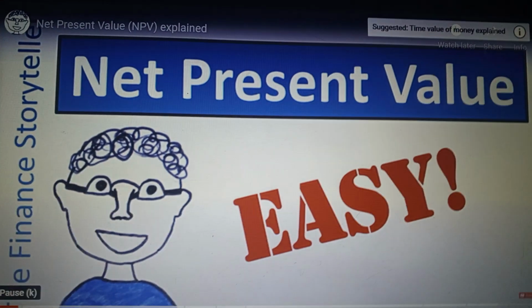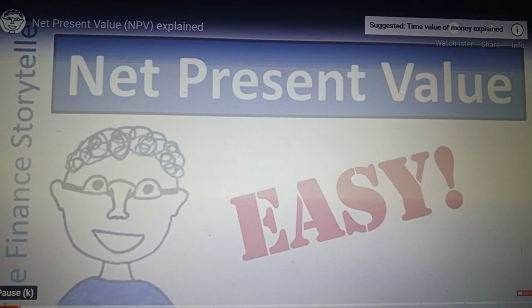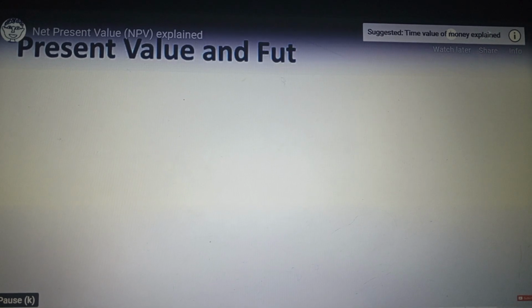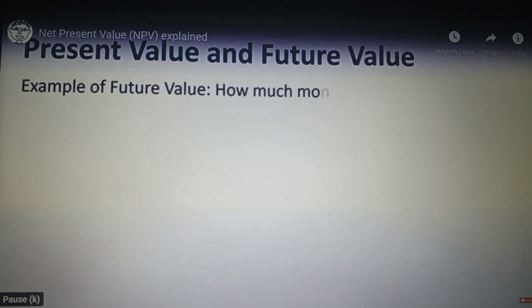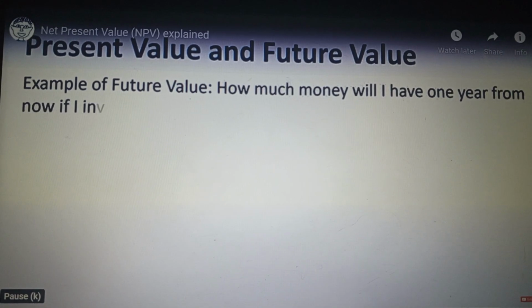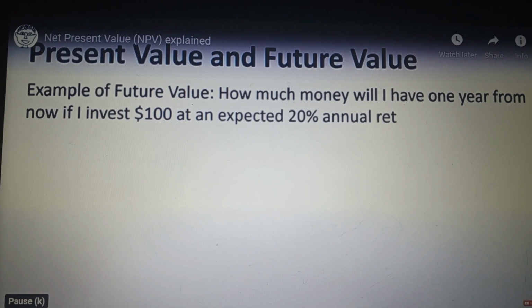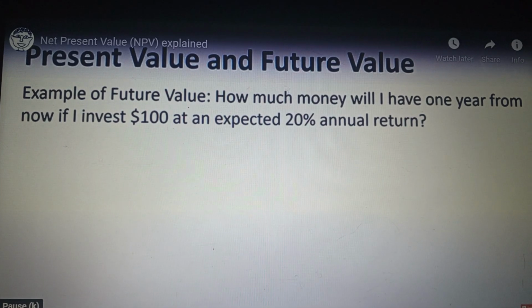And then net present value. Present value and future value are closely related concepts. An example of future value is, how much money will I have 1 year from now if I invest $100 at an expected 20% annual return?